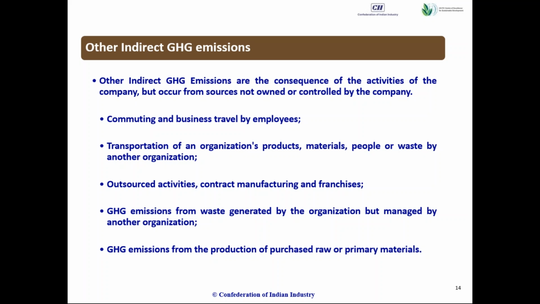Sorry for that. So other indirect GHG emissions are emissions which are happening because of the company, but are from sources which are not owned or controlled by the company. In other words, transportation of raw material, transportation of finished product, any outsourced manufacturing, paper consumption, employee travel, business commuting. So these are the other indirect GHG emissions which are also called scope 3 emissions.